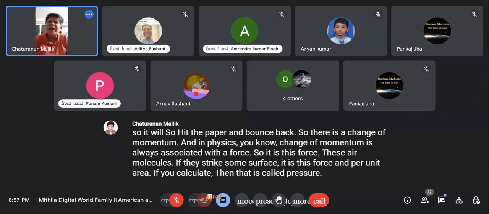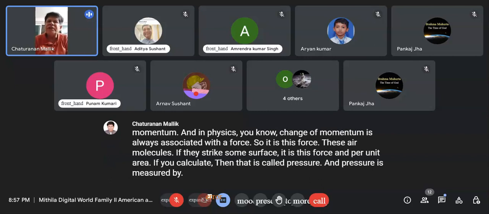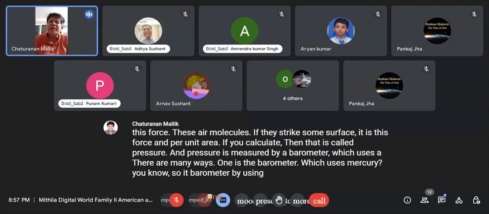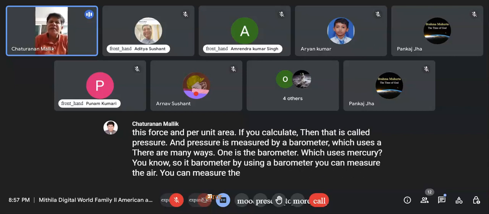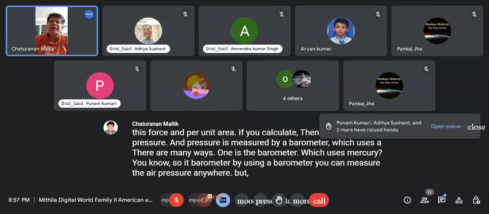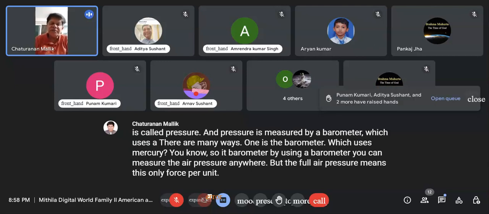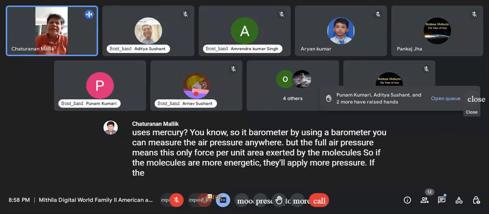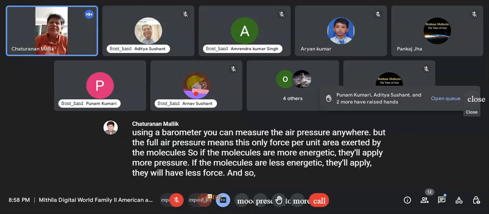And pressure is measured by a barometer. There are many ways. One is the barometer, which uses mercury. By using a barometer, you can measure the air pressure anywhere. But air pressure means this only: force per unit area exerted by the molecules. So if the molecules are more energetic, they'll apply more pressure. If the molecules are less energetic, they'll have less force and so less pressure.